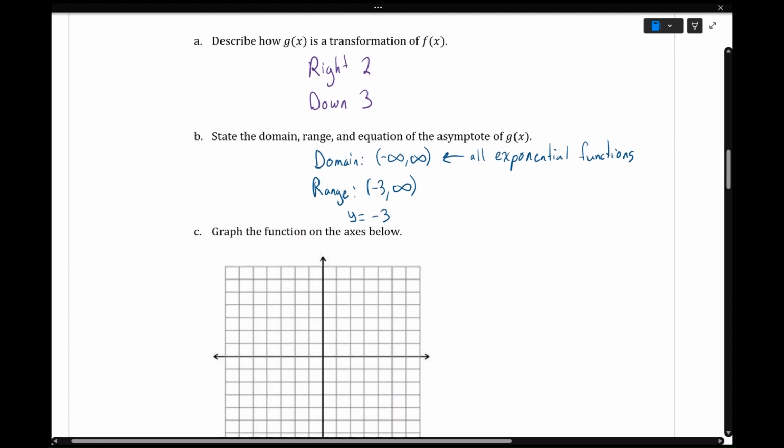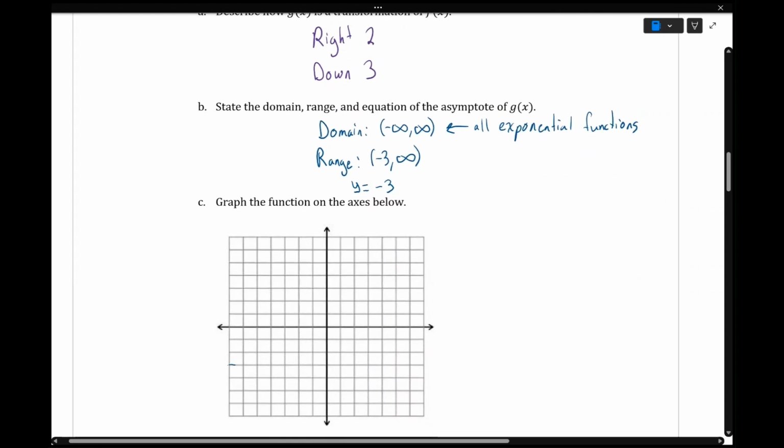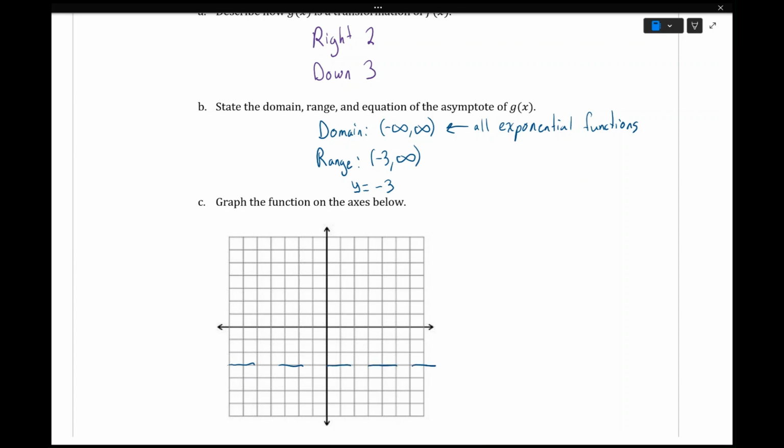So let's draw that. Here's my asymptote at y equals -3. And how do I find some points on that? Well, in the original 4 to the x, I'm going to use purple for the original f of x equals 4 to the x. I know I have the y-intercept at 0, 1, and then it goes to the point 1, 4, and grows really fast. And if I need an extra point, I know it goes through -1, 1/4.